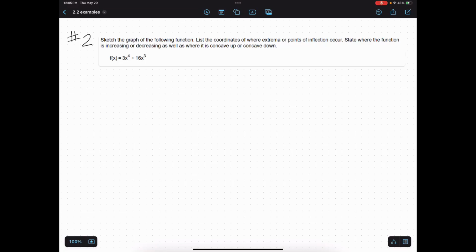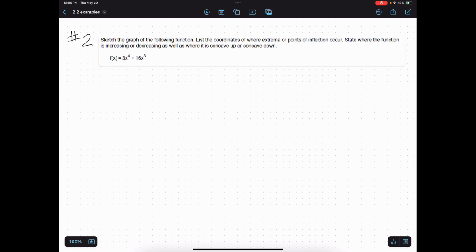Okay, let's look at some examples from the 2.2 homework. The first one I'm going to start with is number 2. If you look closely at this question, it's asking for those 4 things that I talked about in the concept video that we can now determine purely based off derivatives.